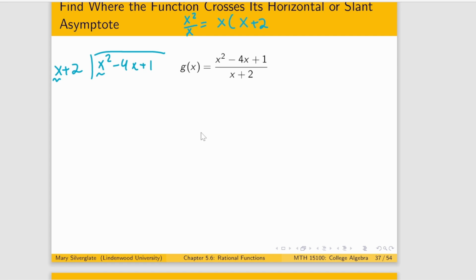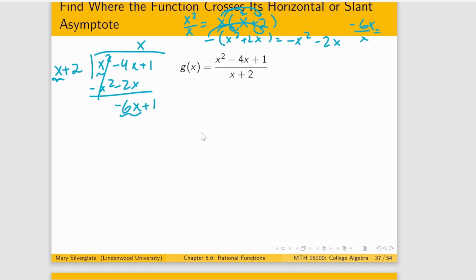Now I want to multiply x by x plus 2. That gets us x squared plus 2x. And then I want to subtract the whole thing, so that becomes minus x squared minus 2x. x squared minus x squared makes 0. That's negative 6x plus 1. Then I ask myself, x times what gets us negative 6x? Negative 6x divided by x is negative 6. And then I can actually just stop because I'm allowed to ignore the remainder. So I have a slant asymptote at y equals x minus 6.